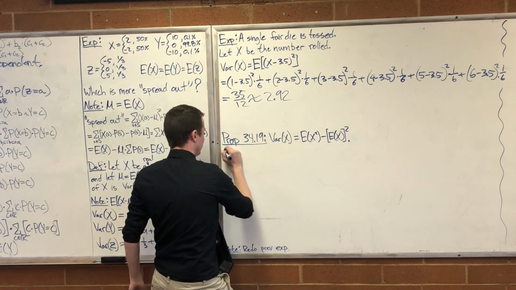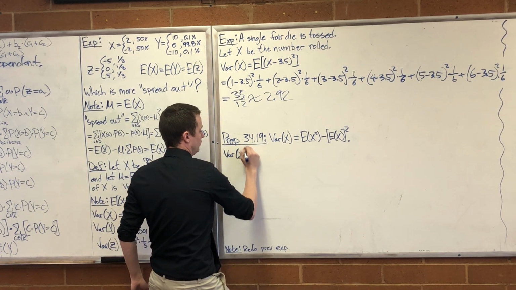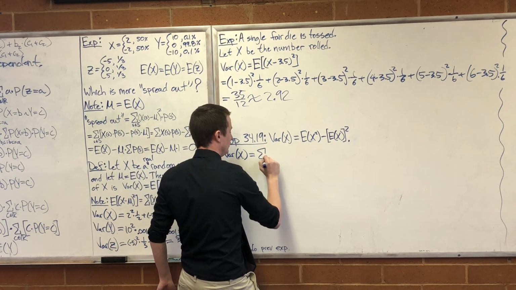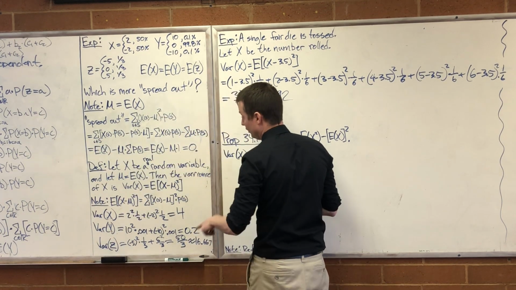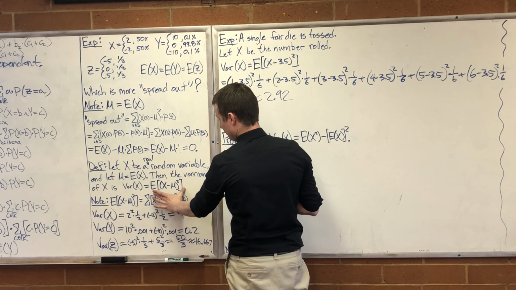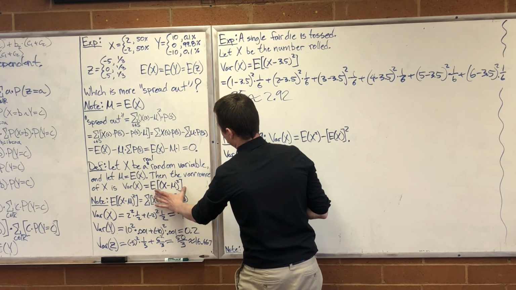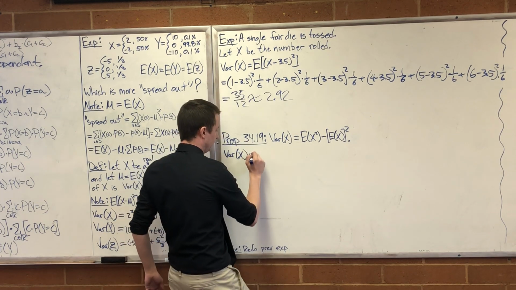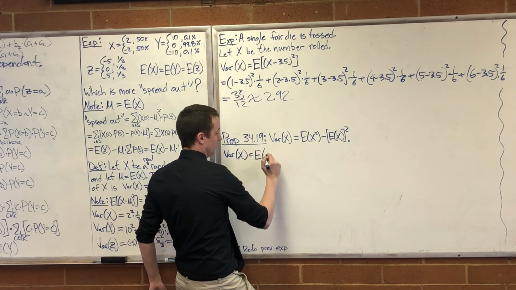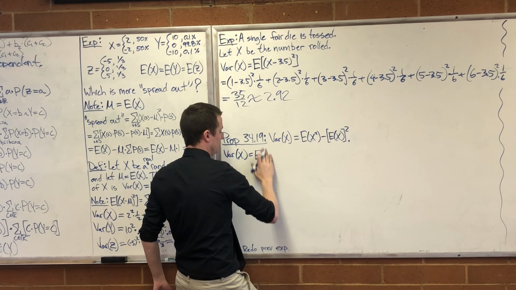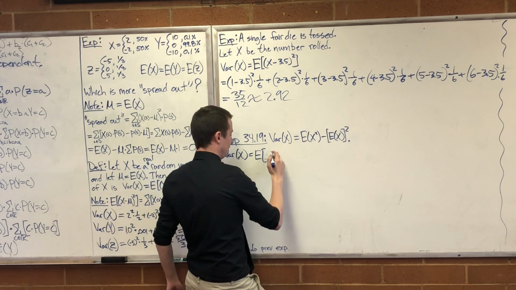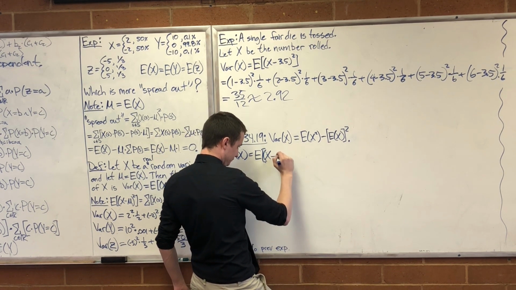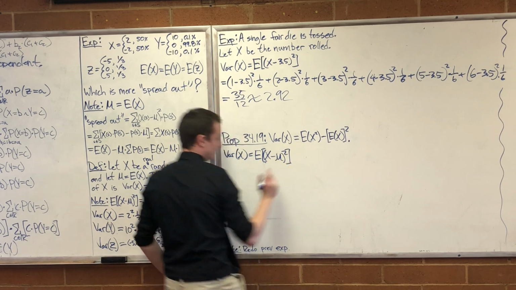So let's see. The variance of x is equal to, looking at the definition here, I'll plug that in first. We'll keep it simple. So this is equal to the expected value of x of s minus mu, squared.